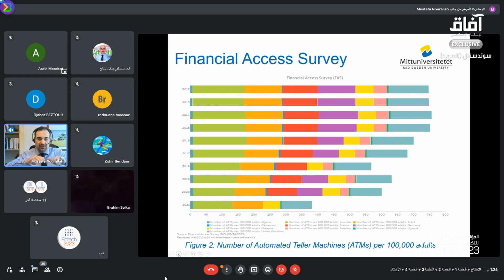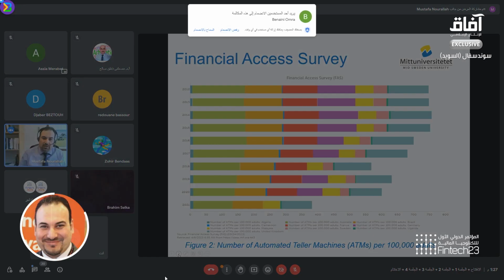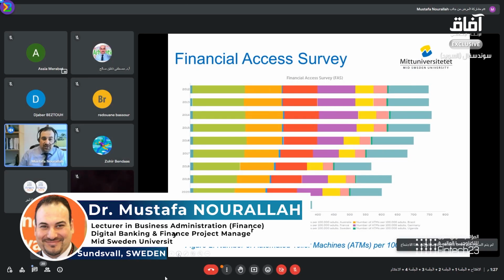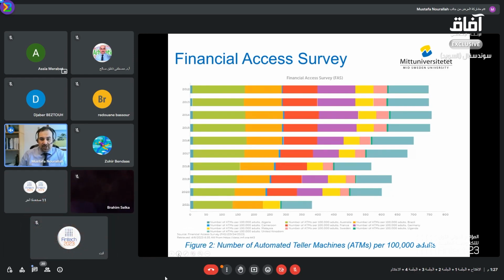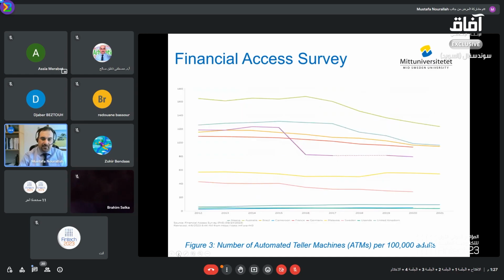So as you can see, these ATM machines are probably more common in some countries than in others. Take, for example, Australia in green. You can check France as well. In red, we can see that the number of ATM machines per adult is lower if we compare to the one in Malaysia. The number is limited as well in Algeria.